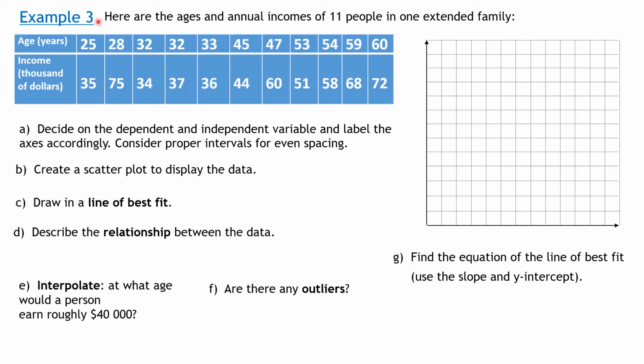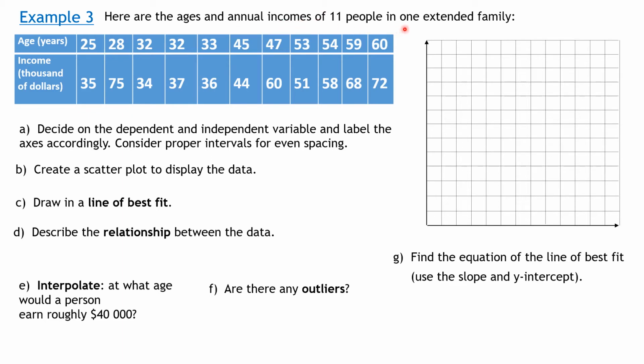So here's our third and final example. Here are the ages and annual incomes of 11 people in one extended family. So let me just go over some vocabulary there. Annual income means how much money you make in a whole year. That's what annual means. So here's your income in thousands of dollars. So this person who's 25 years old is making $35,000 in a year. That's what annual income means. This person who's 33 years old is making $36,000 a year annual income.